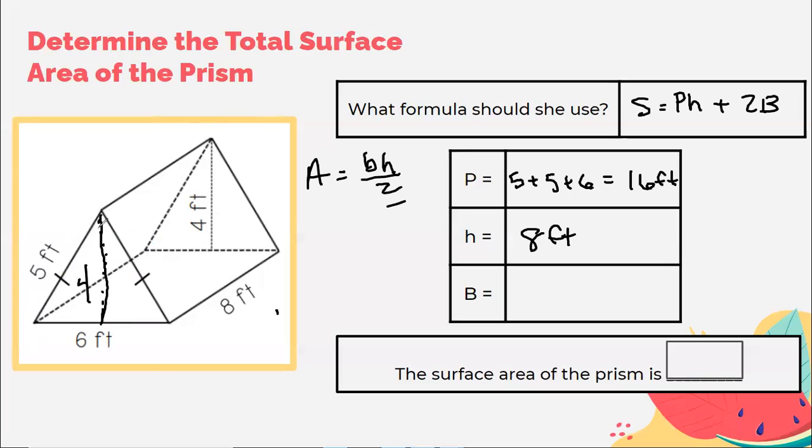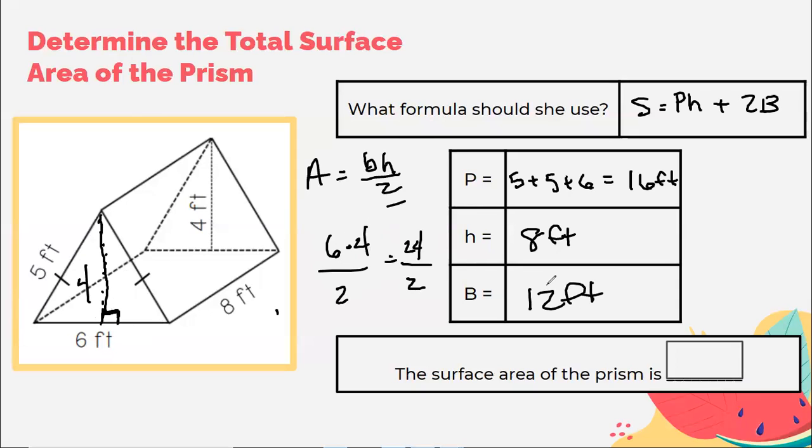Your height is always from your base to the highest point. When it asks for the height of a triangle, it's not the slant height right here. It has to make a right angle, and it's always from the base, which is what your triangle is sitting on, to the top of the triangle. The base would be 6, because that's what it's sitting on. So that would be 6 times 4, and then divided by 2. So it would be 24, and then divided by 2 would be 12 feet.